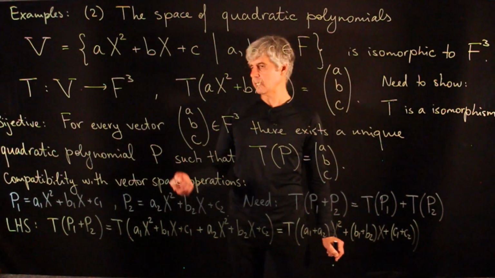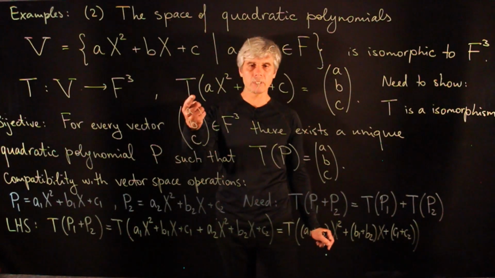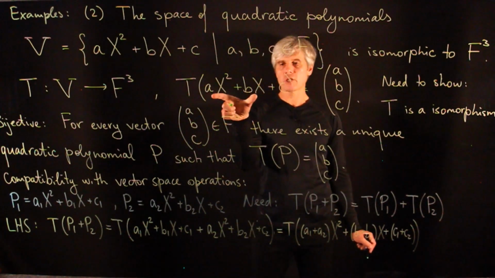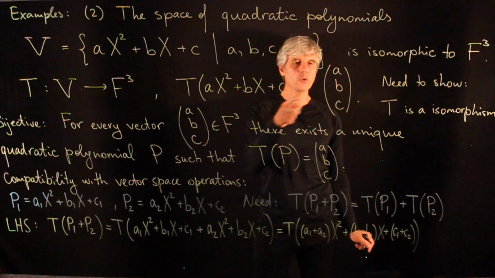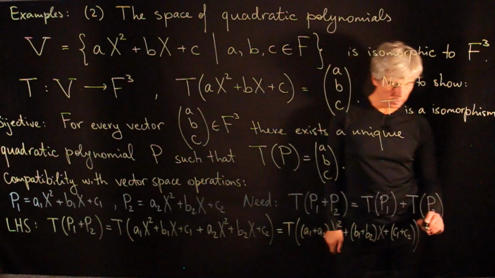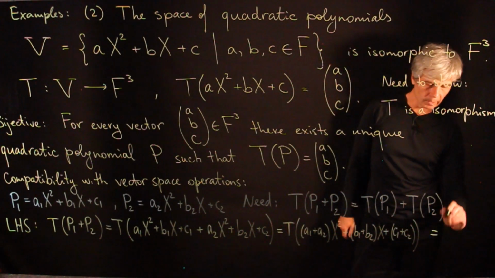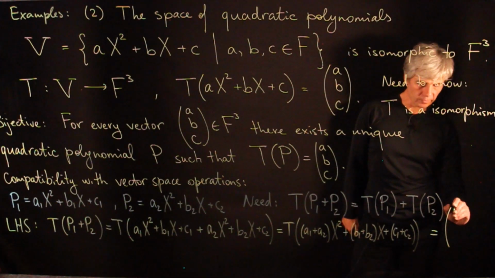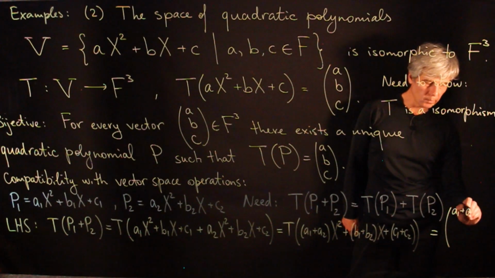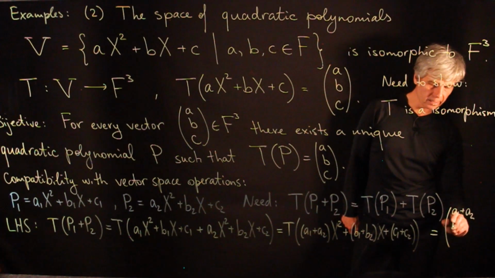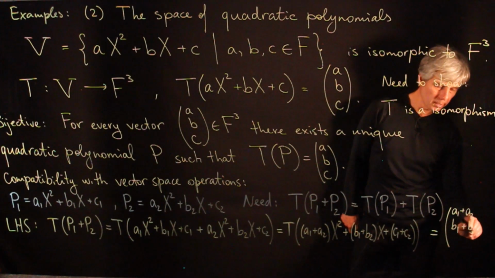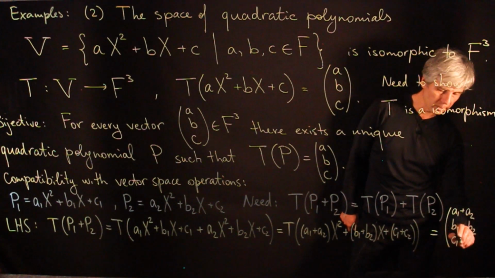And now let us check our definition of T. So transformation T transforms this polynomial into a three-component vector. So this means that this polynomial gets transformed into a vector with first component a1 plus a2, the second component b1 plus b2, and the third component c1 plus c2.